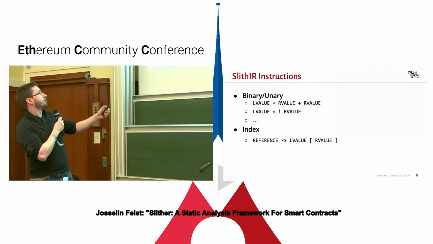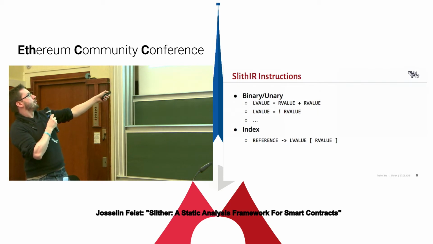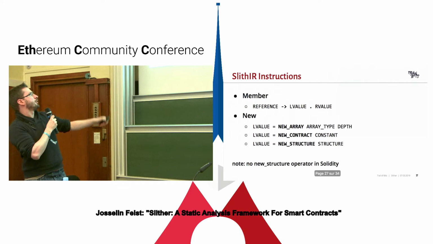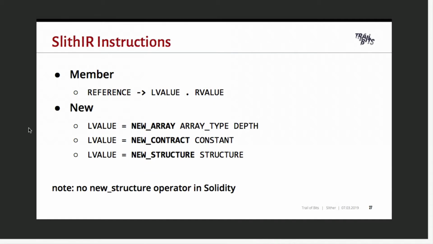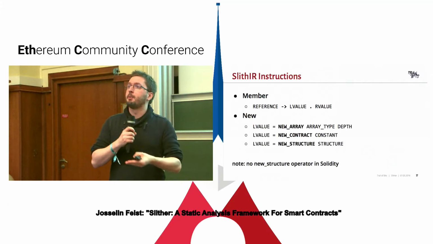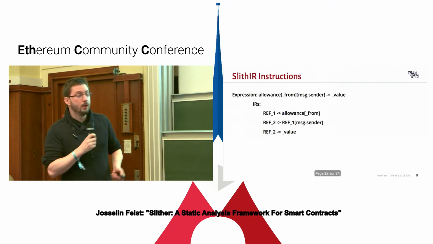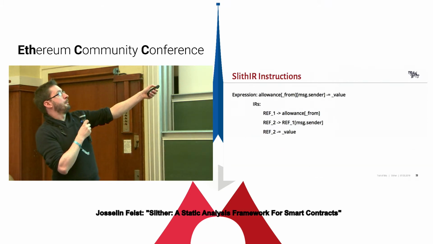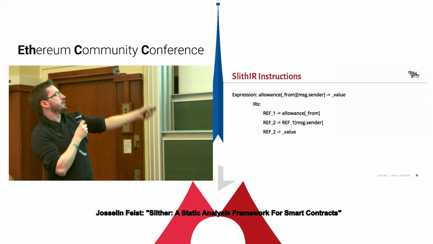To give you a quick example, here is how it looks with a binary operation. We support index and mapping with member and index. We have a set of opcodes for the new operator. Typically, if you follow the grammar from Solidity, when you create a new structure, it's a call to the structure. So we change this to a specific opcode, new structure. It's just to simplify the analysis from a machine point of view. Here you have a mapping of a mapping and you have a subtraction. It transforms this operation into 3 operations, as you can see here.